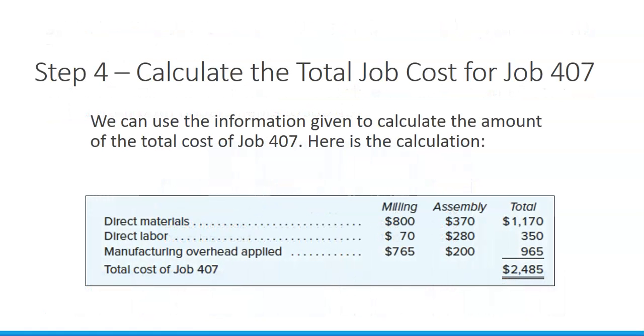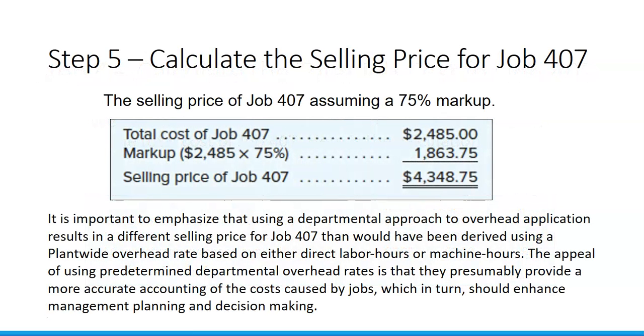Therefore, when we calculate the total cost of job 407, we will have the direct materials, direct labor, and overhead for each department added together for the total cost of the job. The next thing that we're going to do is look at the selling price markup for job 407. So we have a 75% markup of total cost plus pricing. Cost plus pricing uses the total cost times a percentage amount to get the amount of the markup.